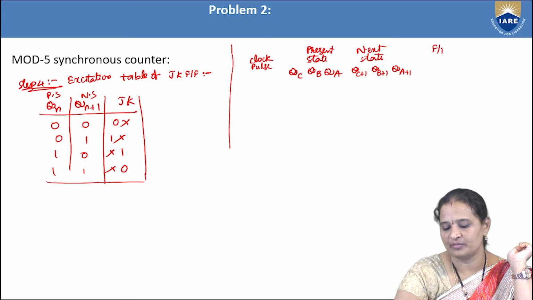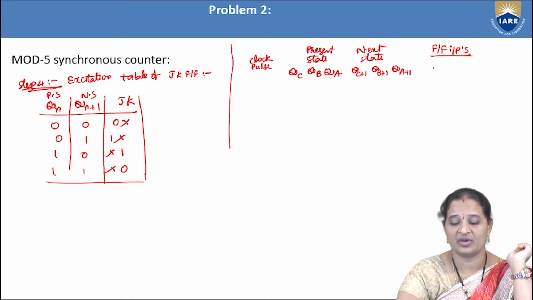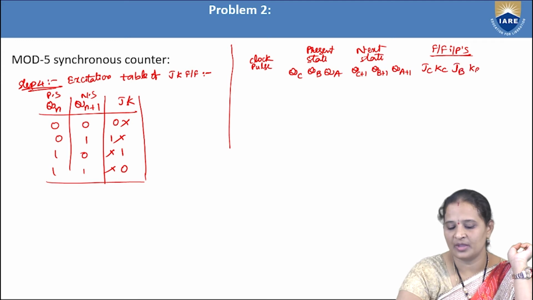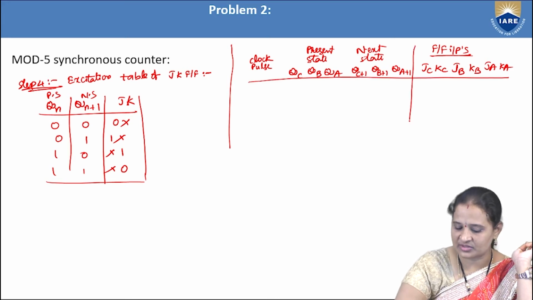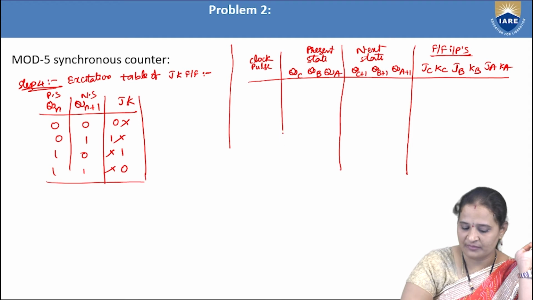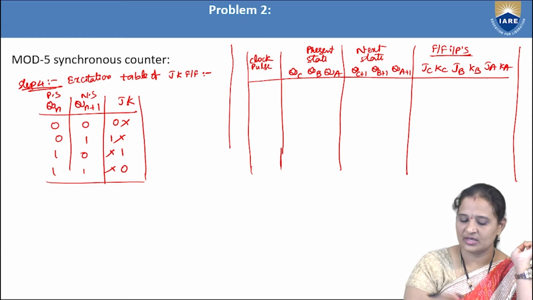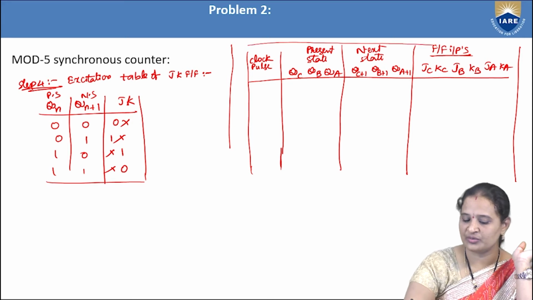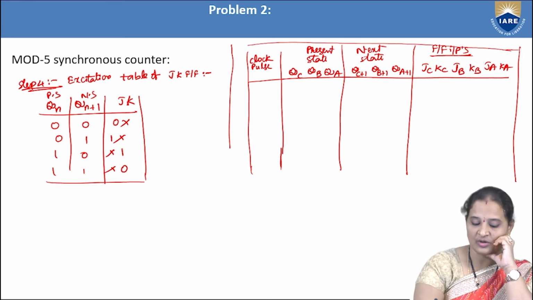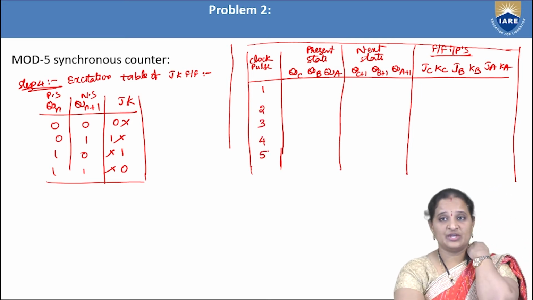And now the flip-flop inputs. How many flip-flops do we require here? 3 flip-flops. What kind of flip-flop have we chosen? JK flip-flops. So JC, KC, JB, KB and JA, KA. This is the table we have constructed. Now what we need to do is derive the excitation table for this 3-bit counter. Because we are designing a mod 5 counter here, we need to derive the excitation table of the mod 5 counter. As I told you, we can count 5 pulses using this mod 5 counter.